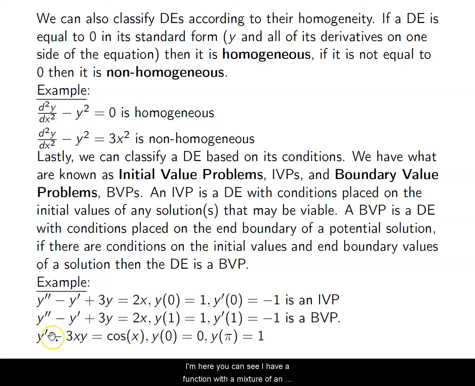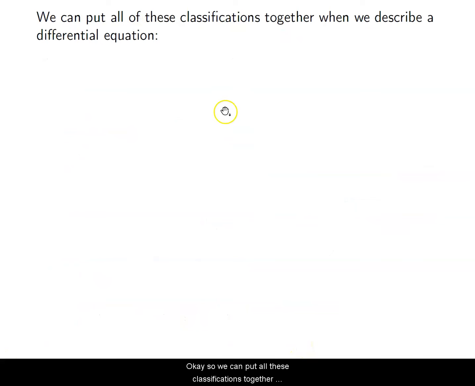So here you can see I have a function with a mixture of an initial condition and a boundary value because they are at different points. Okay, so this would be considered a boundary value problem. Okay, so we can put all these classifications together whenever we want to describe a differential equation, right? So when we look at what's given to us, that's how we specify what we have. So let's look at a couple of examples.